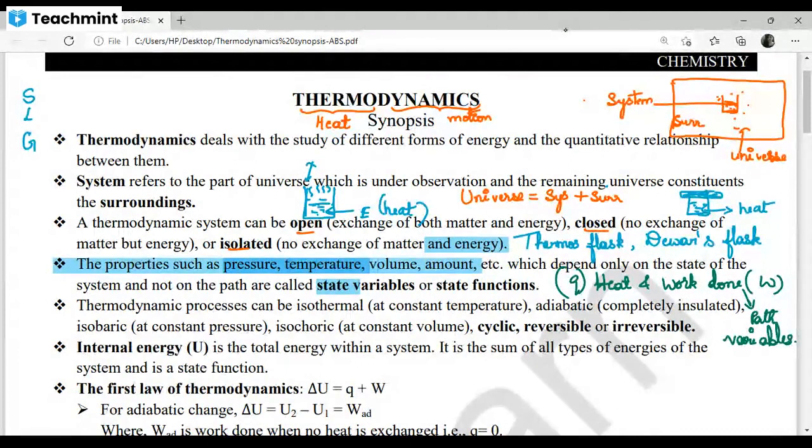Now thermodynamic processes, it can be classified as isothermal, adiabatic, isochoric, isobaric, cyclic, reversible, irreversible.